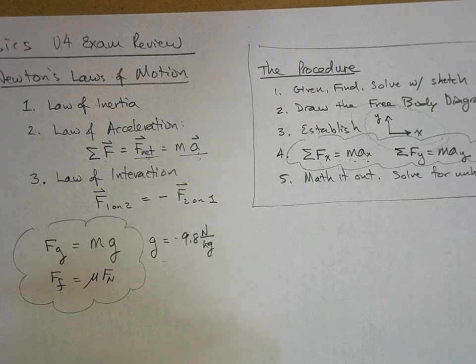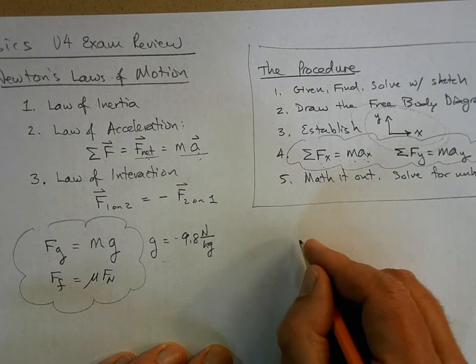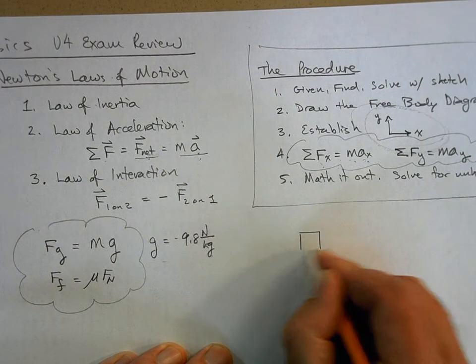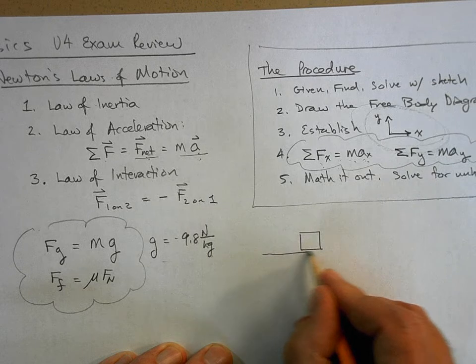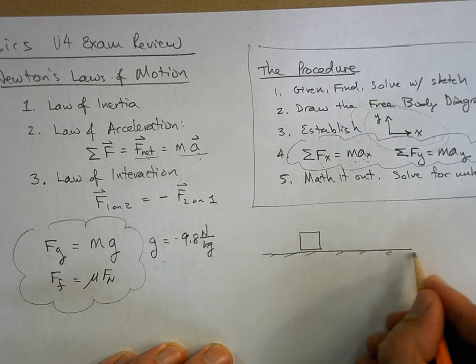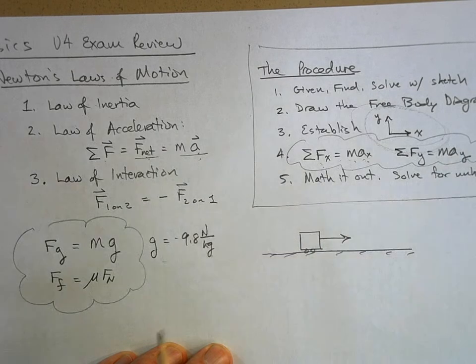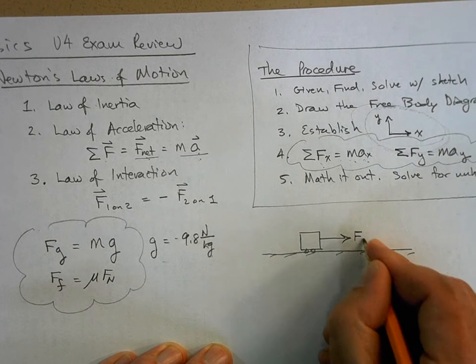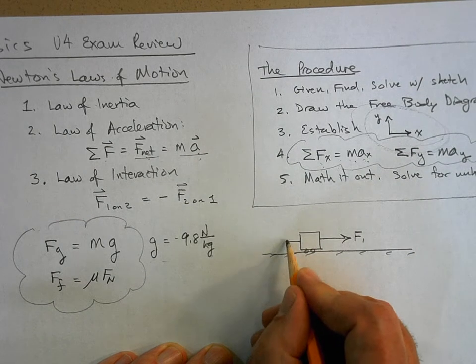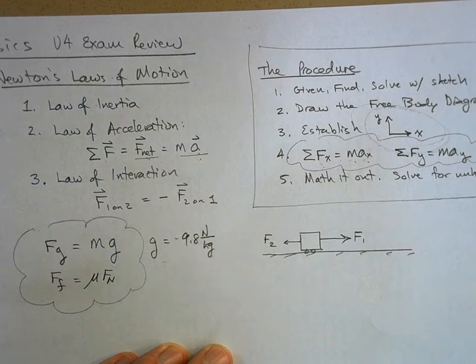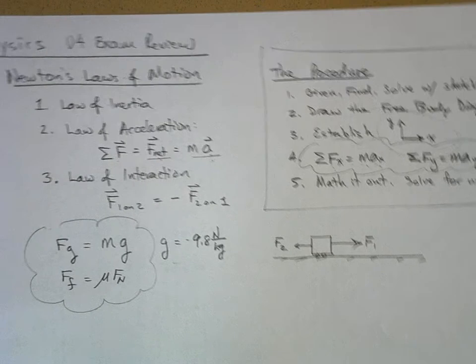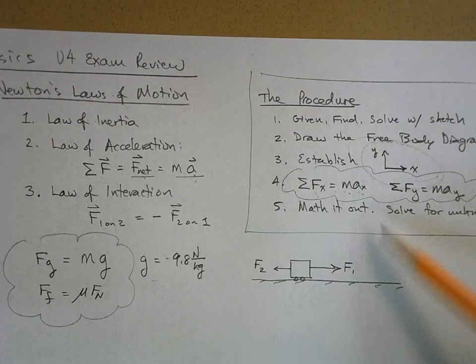What if I've got a crate on a horizontal surface, but I'm going to put wheels on it. And what if it's got someone pulling on it like this, call this F1, and someone pulling on it like this, that's F2. Okay? Can you use this procedure to figure out what the acceleration is?